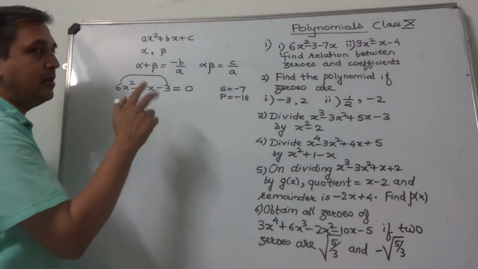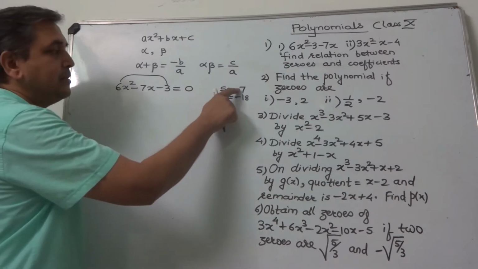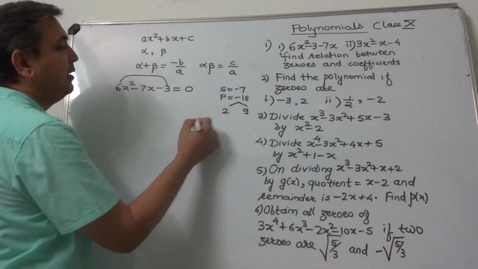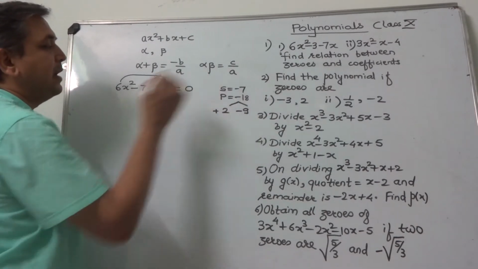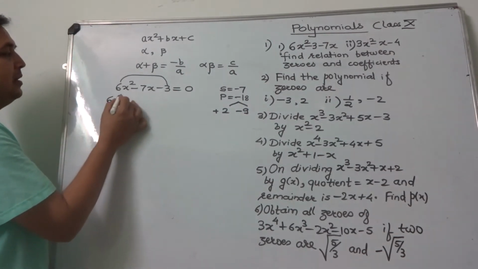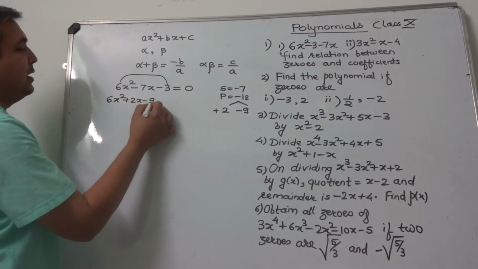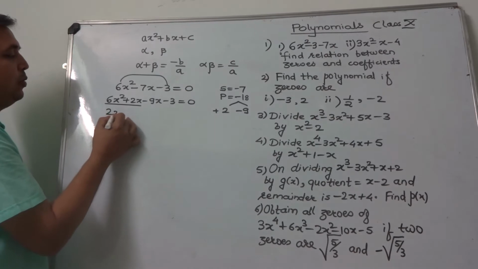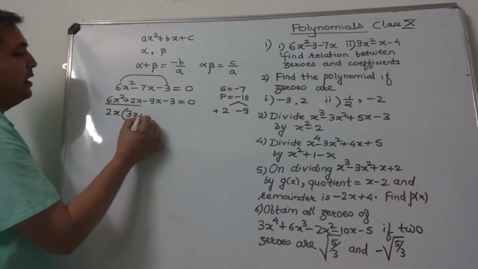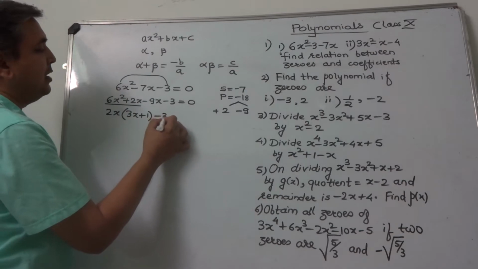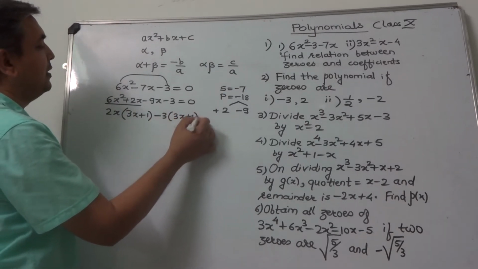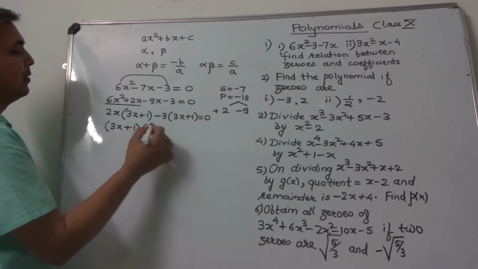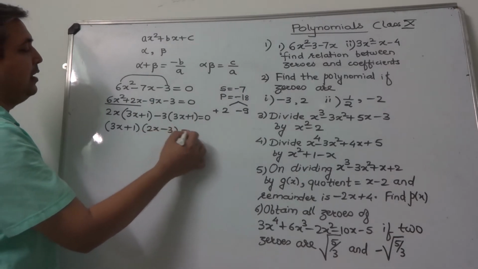We have to split this middle term into two terms so that their sum is minus 7 and product is minus 18. Can we check, 2 nines are 18 and plus 2 minus 9 is minus 7. So we write this as 6x square plus 2x minus 9x minus 3 equal to 0. We take a pair, 2x common, 3x plus 1, minus 3 common, 3x plus 1 equal to 0. So we get 3x plus 1, comma, 2x minus 3 equal to 0.